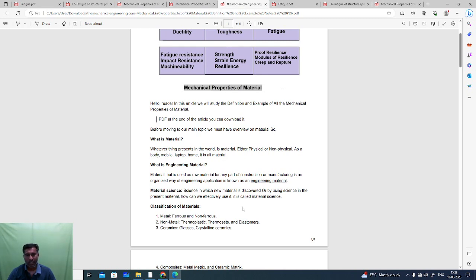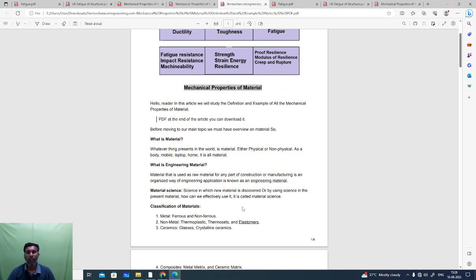So what is material science? It is the science in which new materials are discovered, or in which science is used on present materials to see how we can use them effectively. Do you know the first difference between engineering materials and material science? Engineering materials are raw materials for any part of construction or manufacturing. Material science deals with the present material: how can we effectively use it?